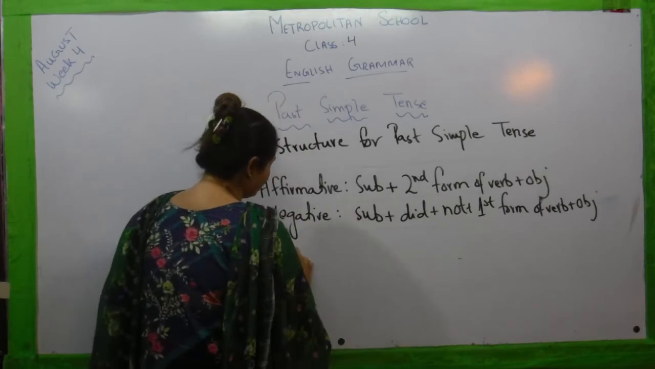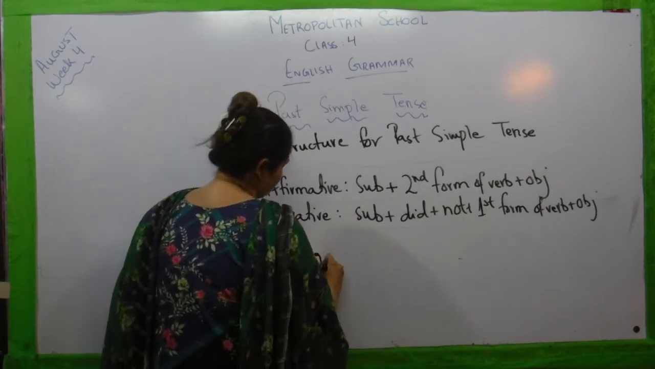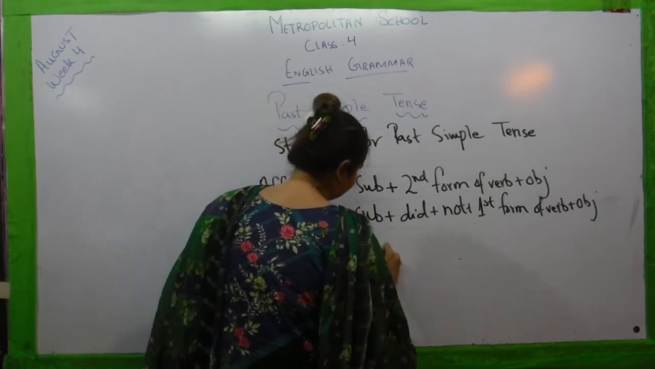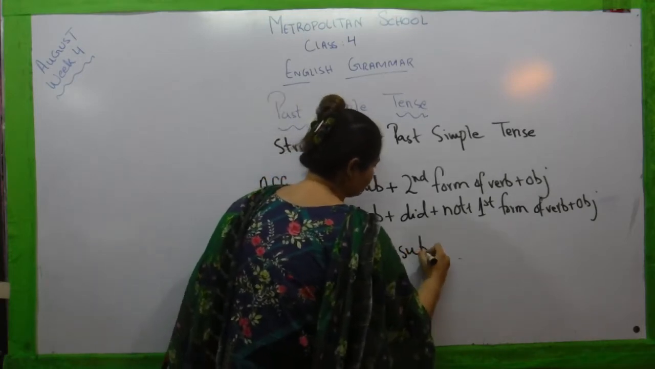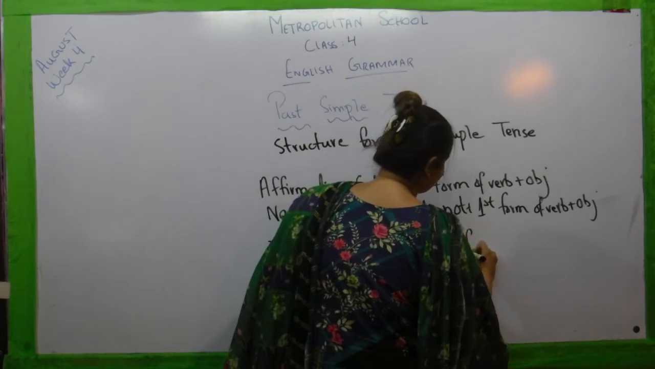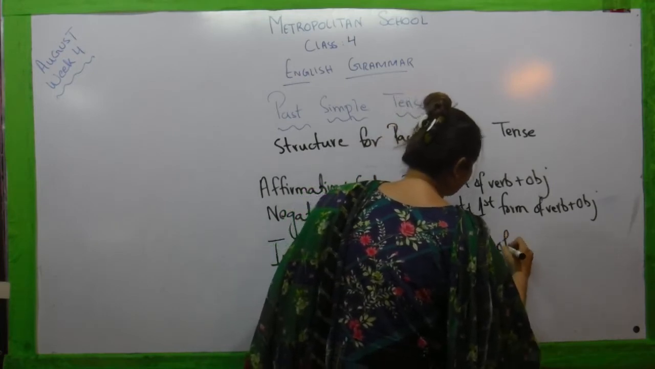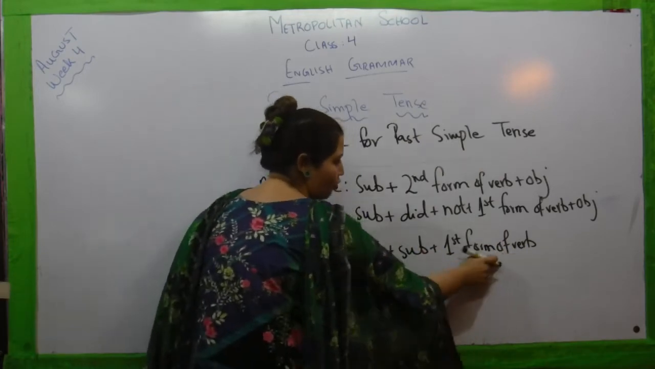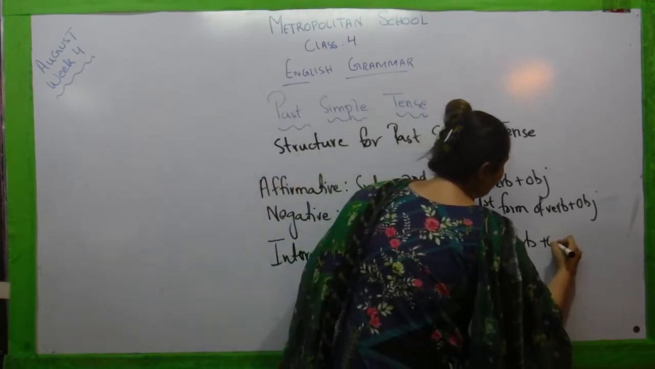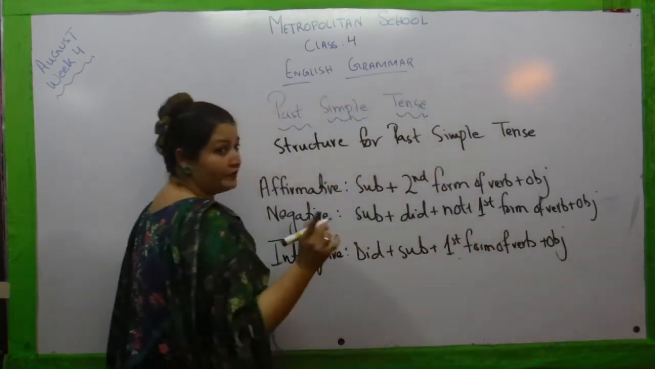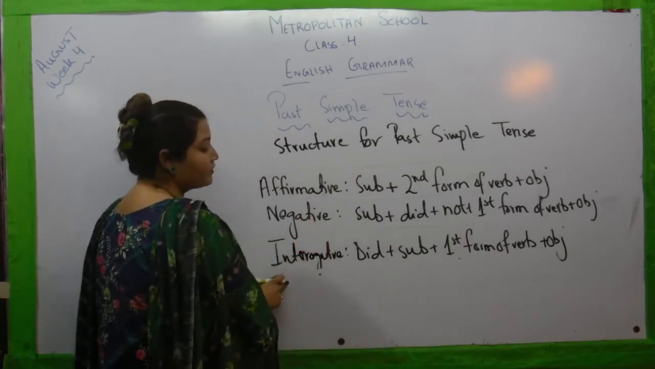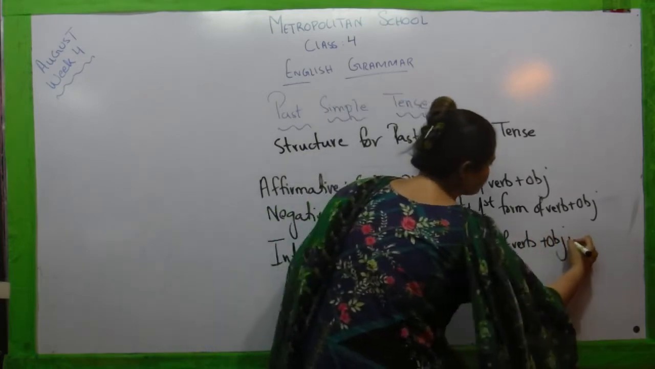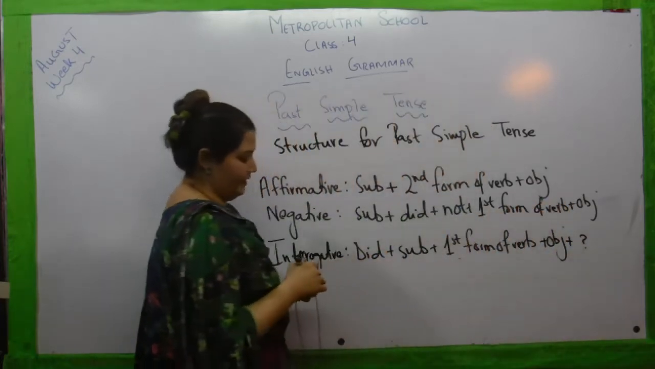Now for the interrogative, did will come at the first, then subject, then again first form of verb according to English rule. As we are already using did here, so we will use first form of verb plus object. And I have told you in a previous lesson that whenever we talk about the interrogative sentences or any question, so it is must to mark a question mark at the end.